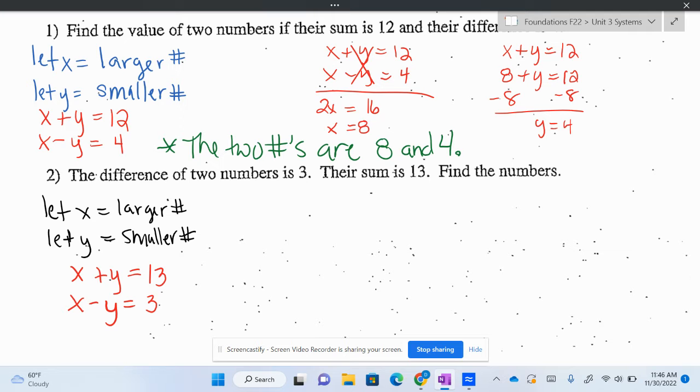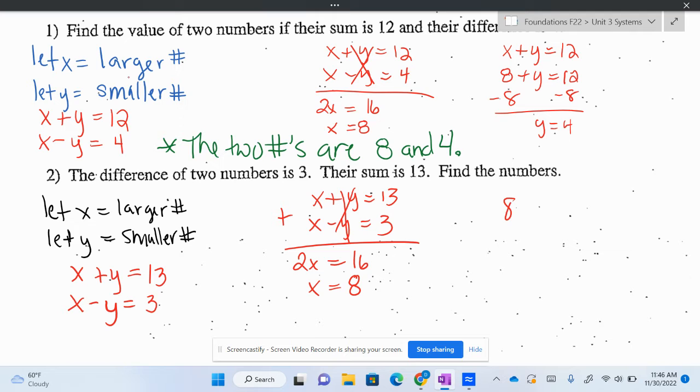Yeah, and here's why. Gavin, Kane, do you see that the positive Y and the negative Y have no coefficient? They're going to cancel each other out. So X plus Y equals 13, X minus Y equals 3. These cancel out. When I add these together, I have 2X equals 16. That means X equals 8. Much like our last one, except that the sum is different.